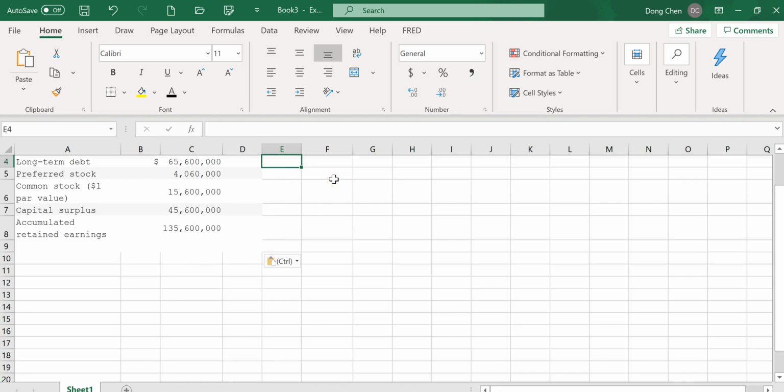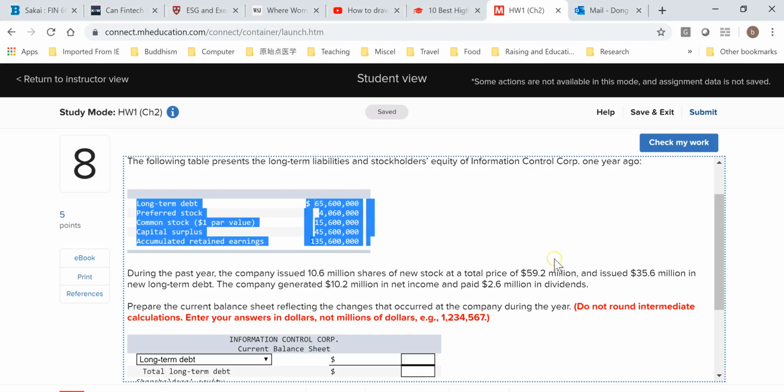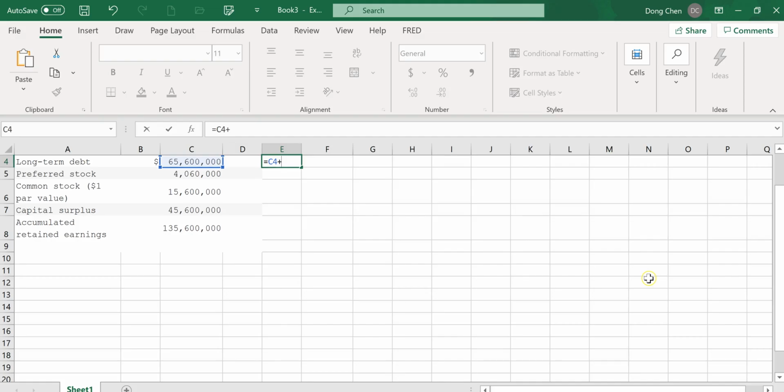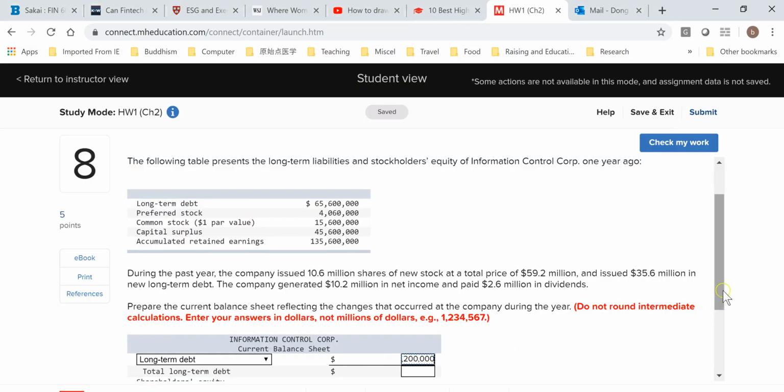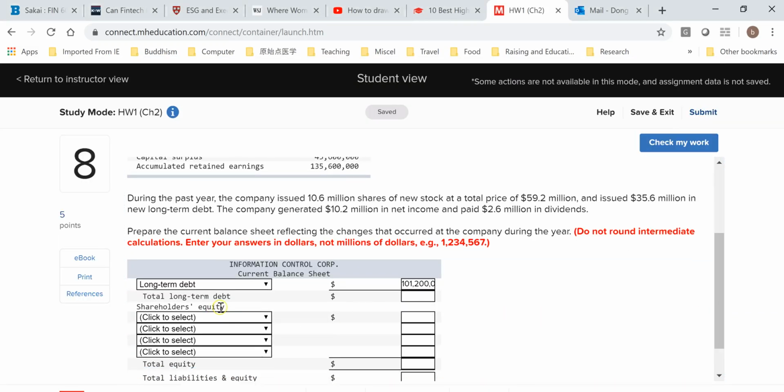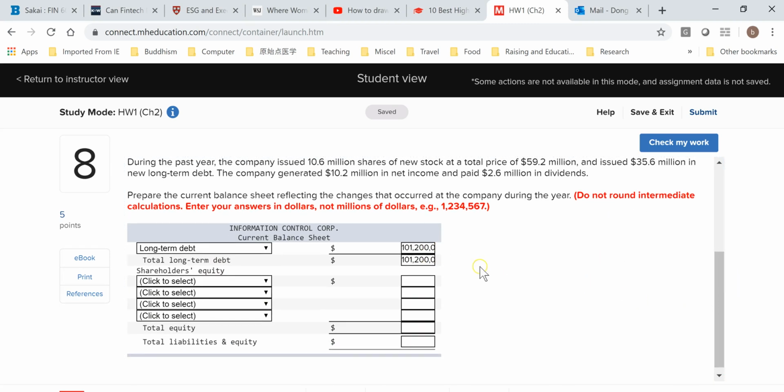So the new long-term debt will be the existing amount plus 35.6 million. Again, we need to convert that into dollars. So this is my dollar amount, and then copy this number back to Connect. That's my answer for the long-term debt part. And then the total long-term debt is simply the same, because there's no other long-term debt available.